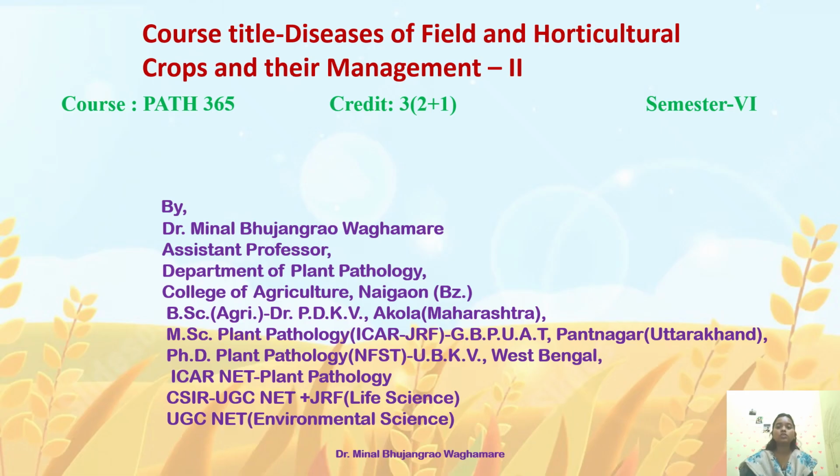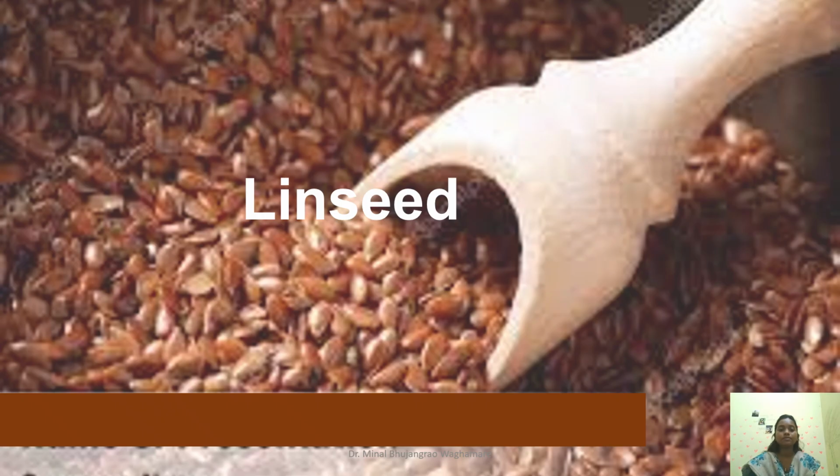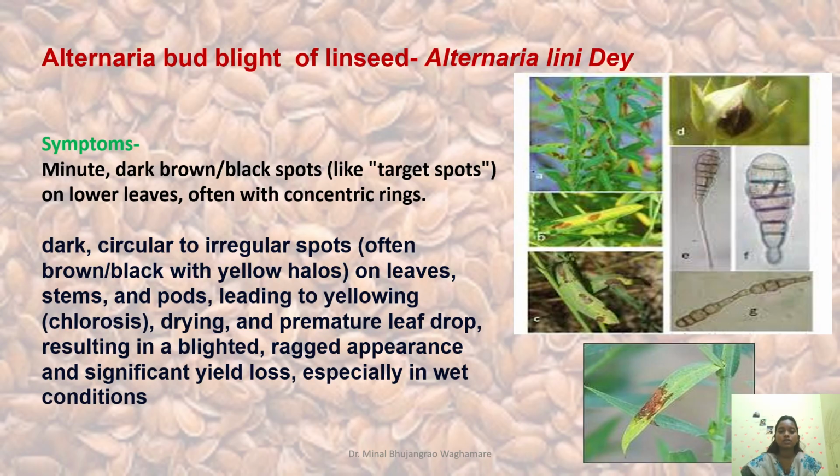In the series of diseases of field and horticulture crops and their management, now we are seeing the pulses crop. We are going to move over to the last pulses crop, that is linseed. So, our first disease of the linseed is Alternaria bud blight of the linseed. Causal organism is Alternaria lini.